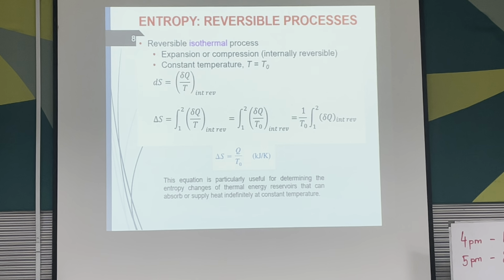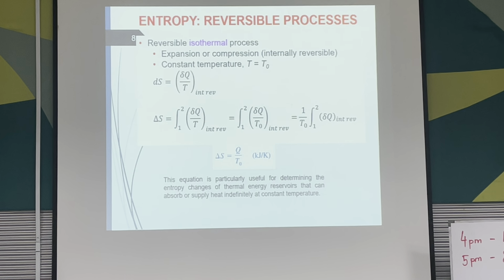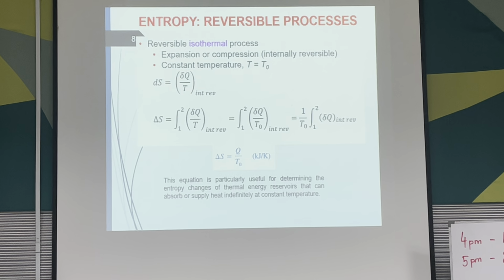Okay, so if you are dealing with an isothermal process, a reversible isothermal process, then the delta S is actually easy. You can determine this easily because the delta S itself is just Q over T naught. Because the T won't change, it's just a fixed value, then regardless of what Q you are dealing with, it is just Q over T naught.